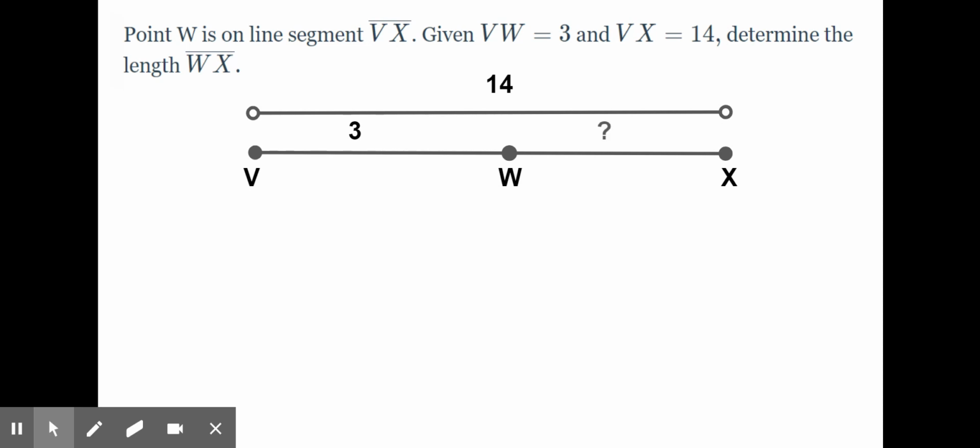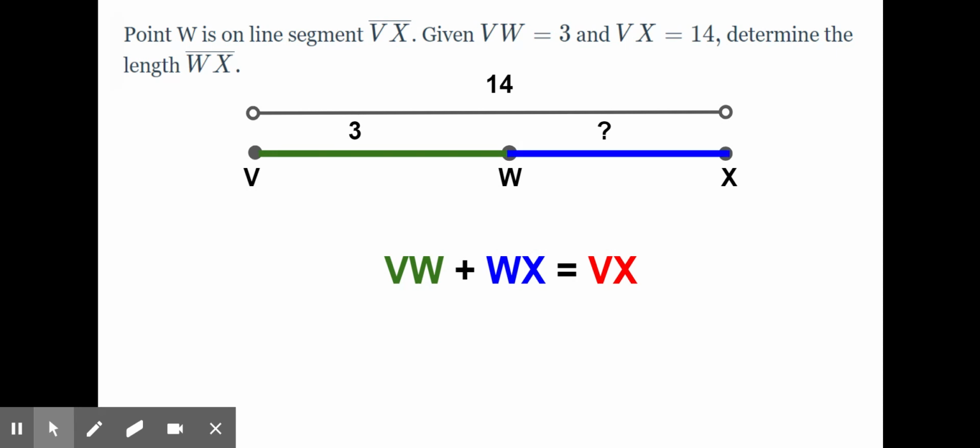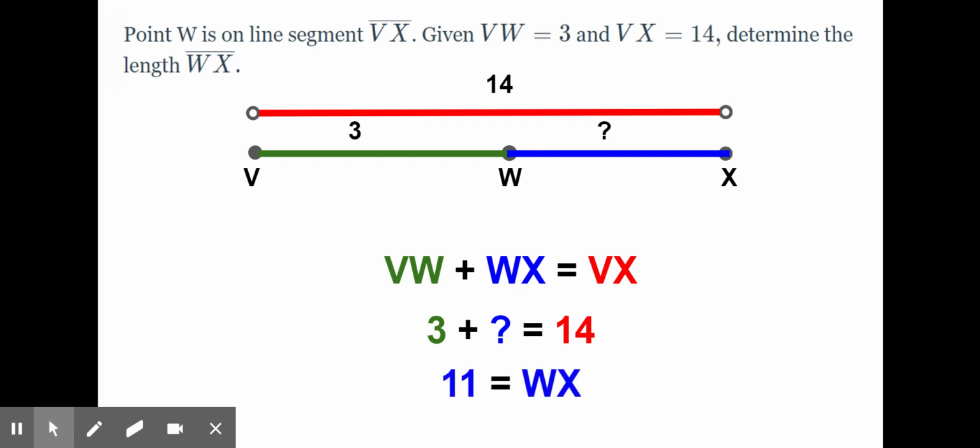What we don't know is the distance from W to X. But again, we know that if we take segment VW and add to it WX, that will give us our entire segment VX. VW is 3. We don't know WX, so we'll put a question mark there. But we do know that VX is 14. 3 plus some number is 14. Subtract 3 from both sides, and we get that WX is 11. 3 plus 11 is 14.